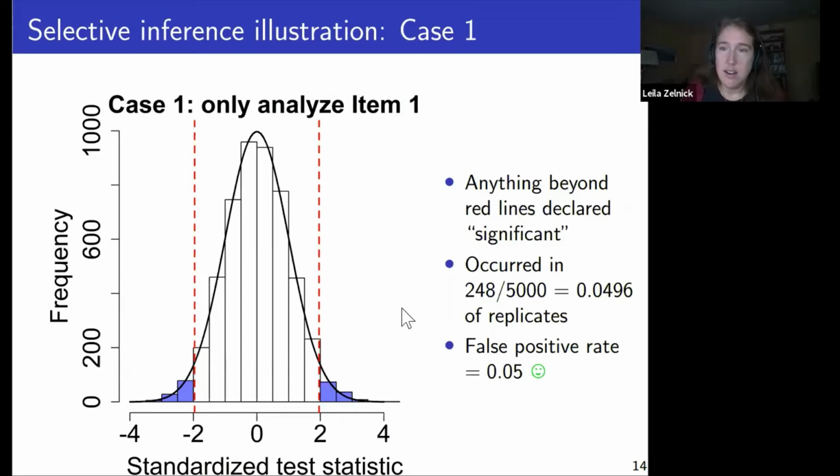And I'm telling you that in this analysis plan, under this data generating mechanism of the null hypothesis, no association, 248 out of my 5,000 simulations rejected the null hypothesis. So 0.0496 proportion of replicates, I rejected the null hypothesis. That means that the false positive rate was essentially 5%. That is exactly what we wanted. All right, inference is working, that's great.